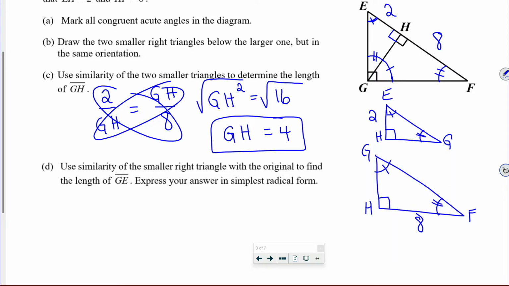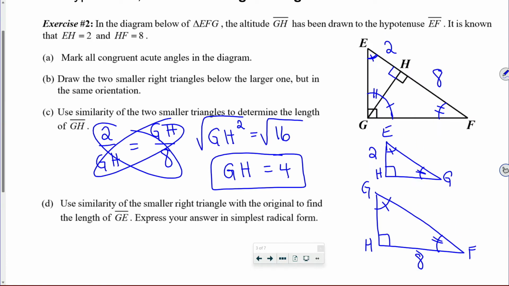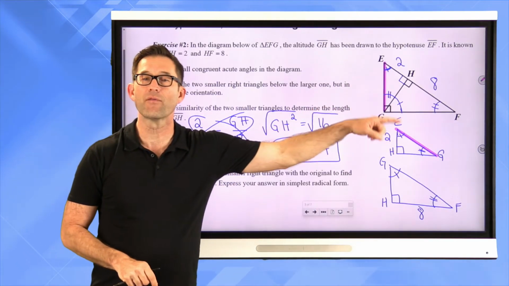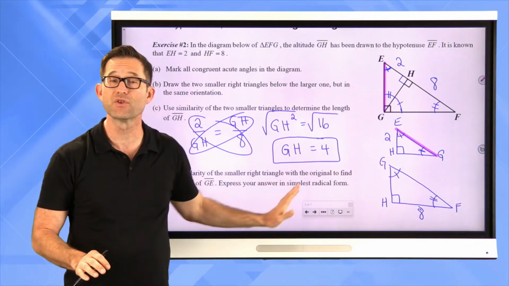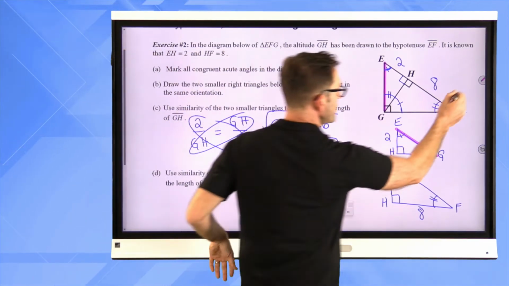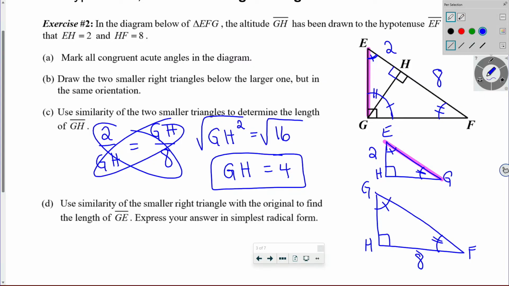Now I'm looking for GE. So yet again, let me highlight some things. I want to really highlight what I'm looking for. I'm looking for GE, and I want that, and I want my smaller right triangle, and there's GE again. Notice the thing that I'm trying to solve for here, at least in both of these two particular problems, is part of both of those triangles. I should probably go back and grab my pen so that I'm not writing in a highlighter.